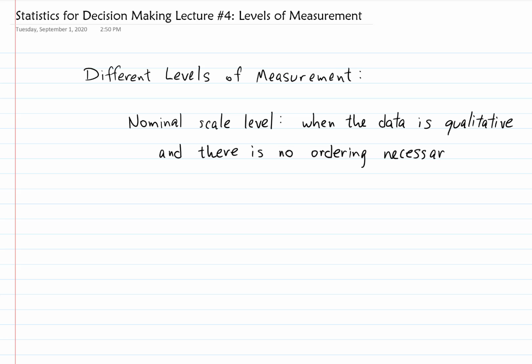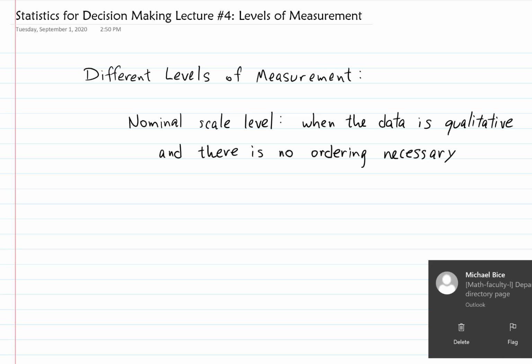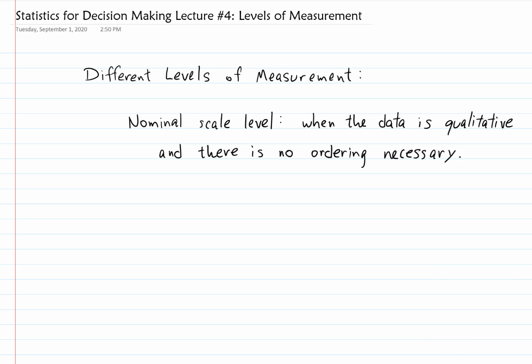A perfect example of this would be if you're going to walk around the university campus and collect data on people's hair color. So you would just have categories: blonde, black, brown, red, and what else? Maybe other. And there is no ordering there. It's not like one of those is better than the other or anything like that. It's just 4 or 5 different categories.